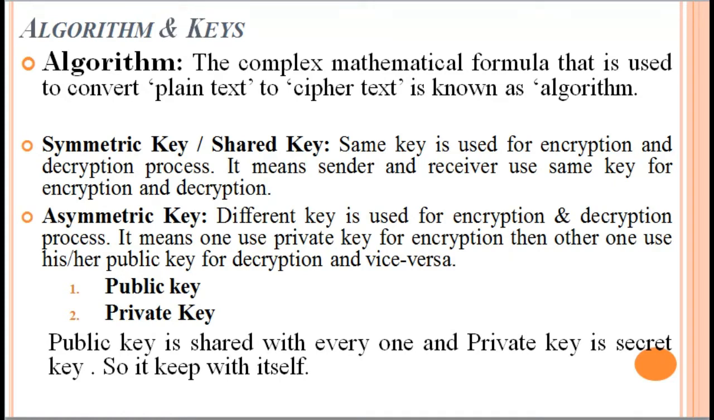The second one is a key. A key is a secret value that we use for the encryption and decryption process of our data. It's a random value made of numeric and alphabetic characters. There are two types of key, symmetric key and asymmetric key.